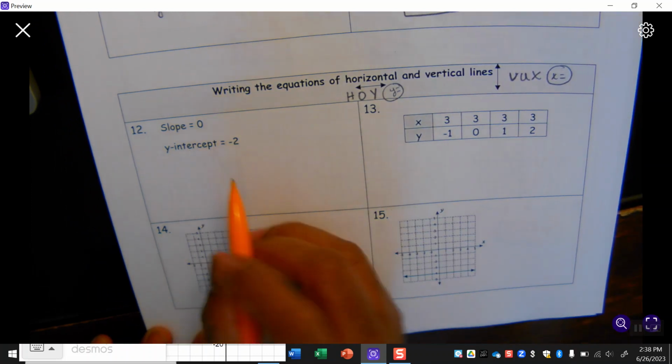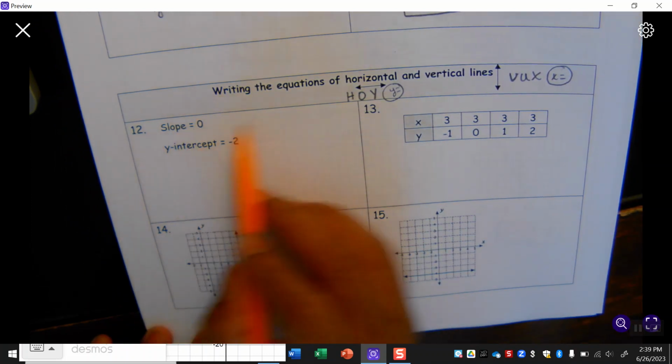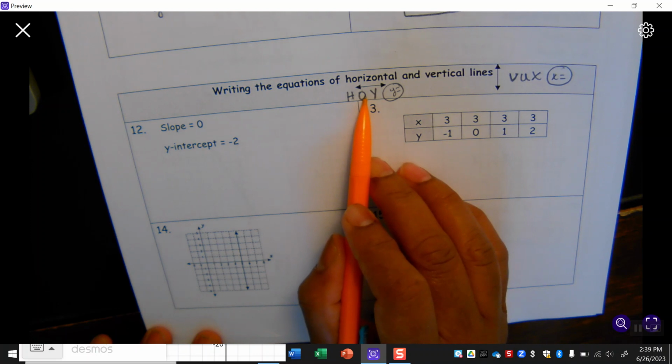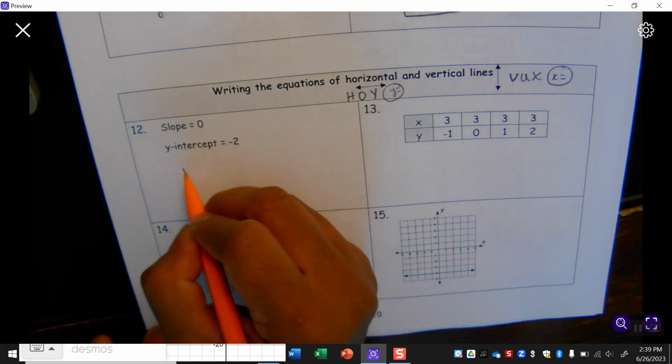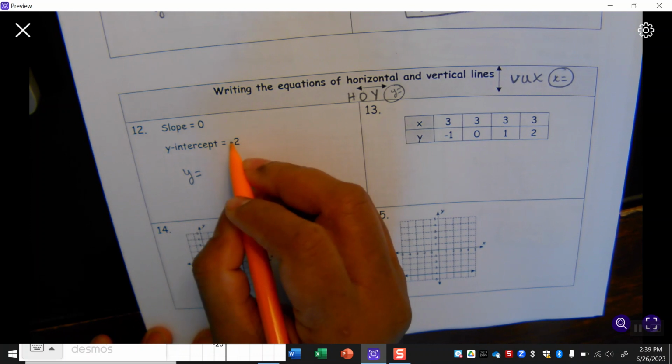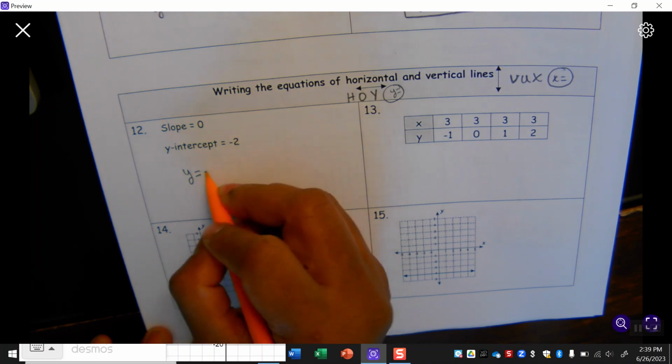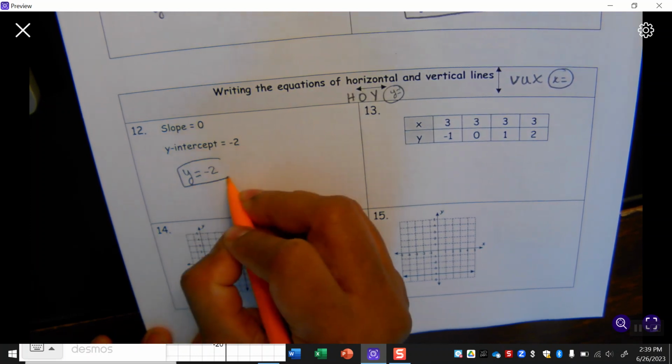So you just need to figure out which one are you going to use? Are you going to use y equals or x equals? Anyway, let's look at this one. So here the slope is 0, which means that it has to be a horizontal line. So you're going to use y equals, and the only value it's going to always cross is -2. So y equals -2, and that's it.